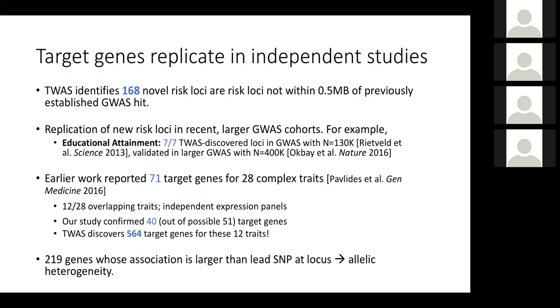We can find new risk loci, and of these loci, obviously we wanted to validate them. The way we went about that is we went into a newer, larger GWAS cohort and said, okay, these new loci that we found in educational attainment should be found in a larger GWAS cohort, independent of expression data. And that was the case when we looked at that.